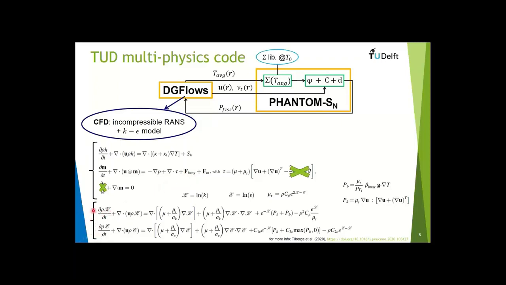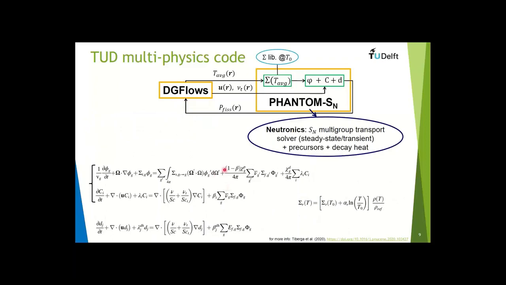Then here you see the k and epsilon equations in a little bit different form than what you might be used to seeing, because they are written in logarithmic form. They are cast into a logarithmic form in order to always preserve, from the numerical point of view, the positivity both of the turbulent kinetic energy and of the dissipation of turbulent kinetic energy, which, of course, from the physical point of view, have to be positive. But numerically, especially when adopting finite element discretization, they might become negative in certain regions. So this is just to describe in a nutshell the CFD code.